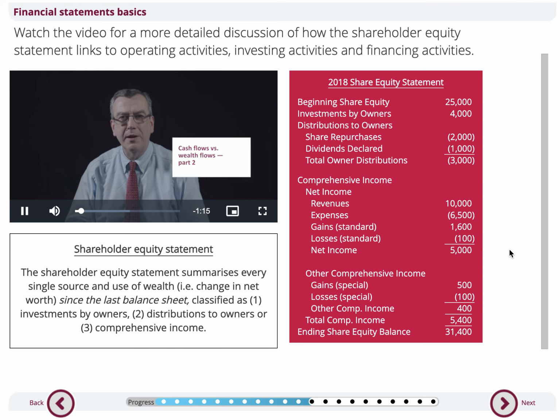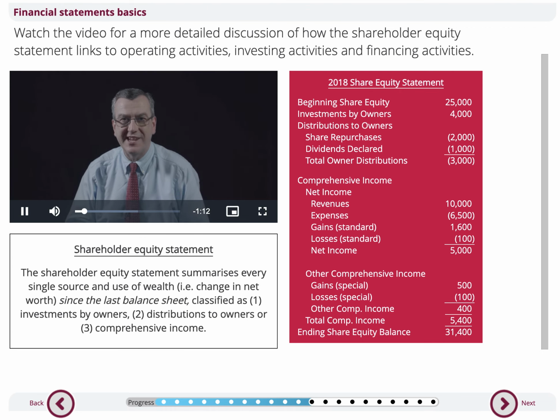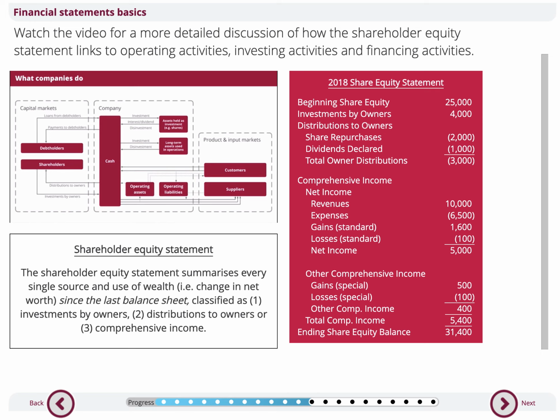So let's think a little more carefully about how the company actually generates the shareholder equity statement. Now remember, the shareholder equity statement tells us about wealth flows. So let's go back and look at the diagram of what companies do. The company's going to start with the investment by owners arrow. It's going to ask the question, since the last balance sheet, has there been any wealth inflow or outflow due to investments by owners? If the answer is yes, that dollar amount gets reported on the shareholder equity statement. If the answer is no, there's nothing needed to be reported on the shareholder equity statement.